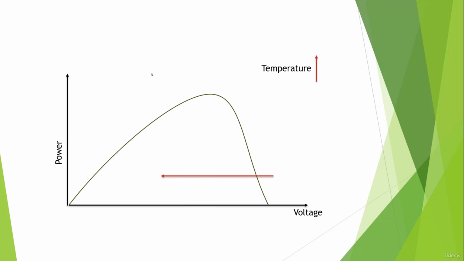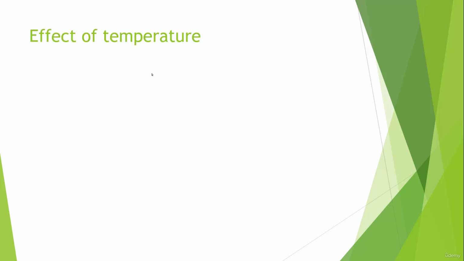Also, a high increase in temperature will cause a high reduction in power. So the normal power-voltage curve is going to be reduced to be like this. And a higher increase in temperature will cause a higher reduction in the output power. So now let's understand the basic effect of temperature on open circuit voltage and short circuit current.